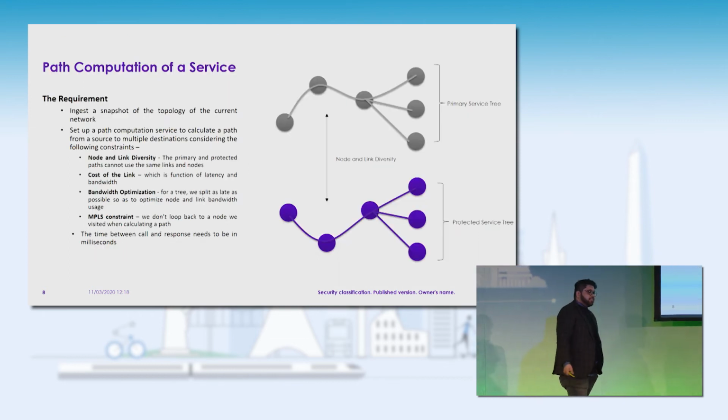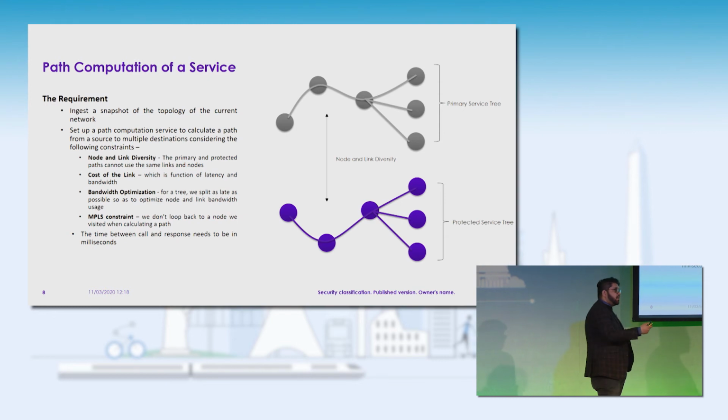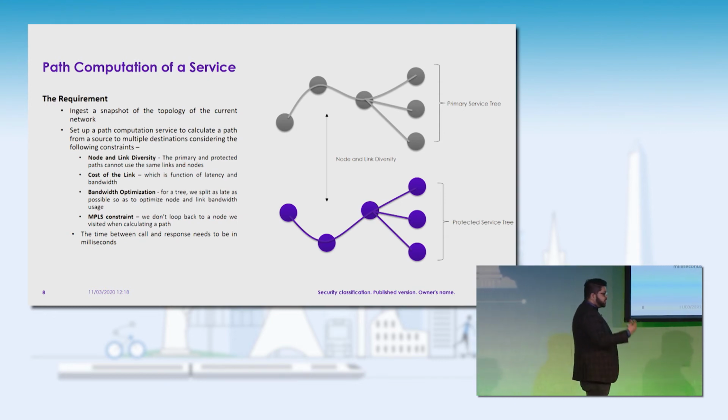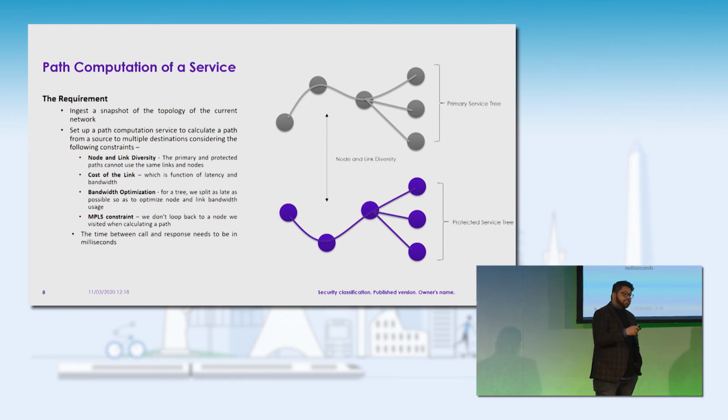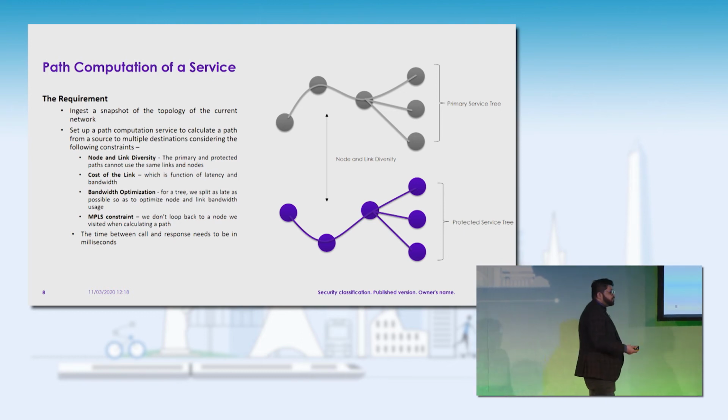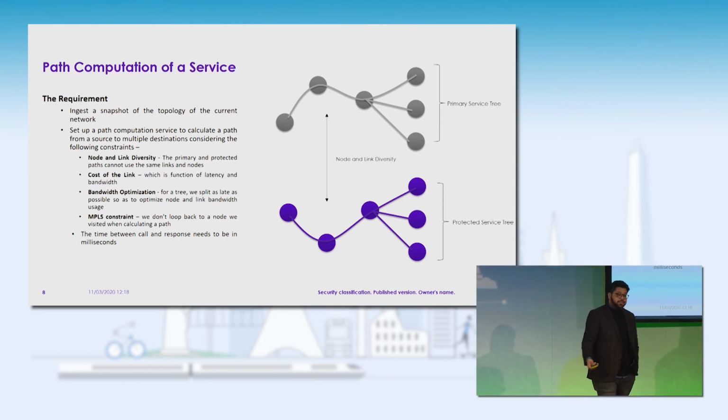So I'll talk about the first use case, and the first use case was computation of a path. What we did with Neo4j was ingest a snapshot of the current topology, and we created a path computation service that uses the graph libraries in Neo4j. We tweaked those graph algorithms a little bit to fit our use case and introduce these constraints that we see here. These constraints are required from a customer perspective as well as from a BT perspective.